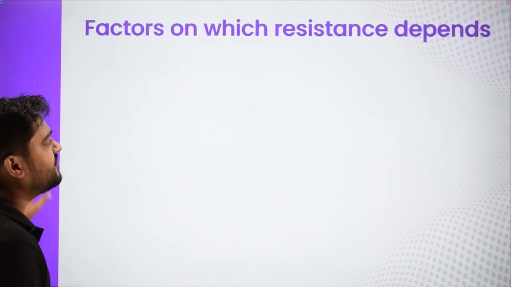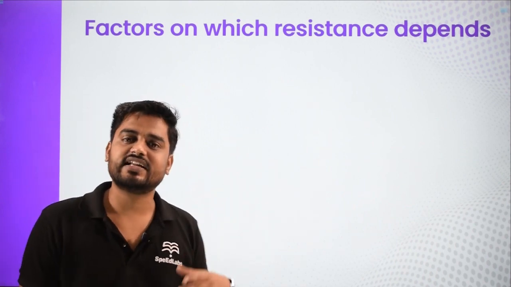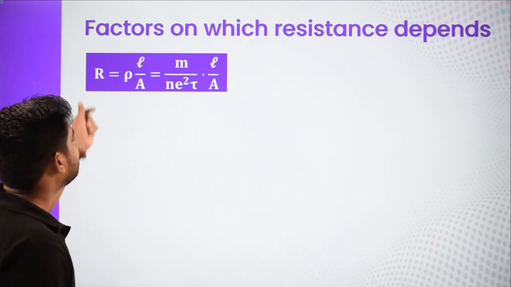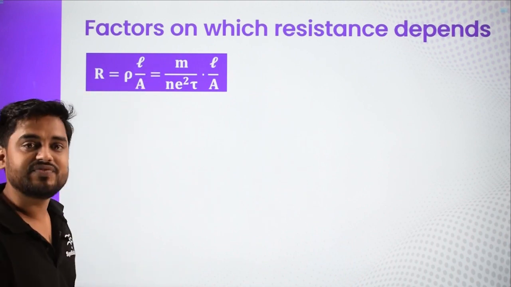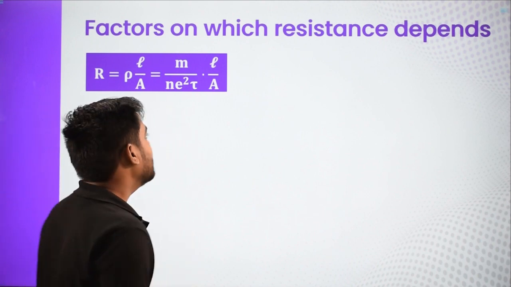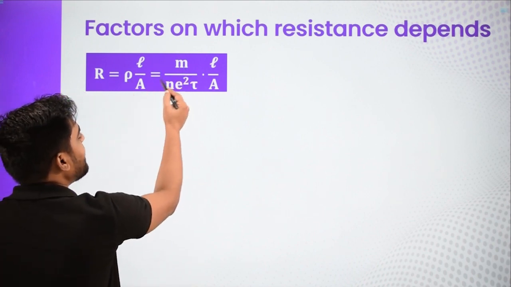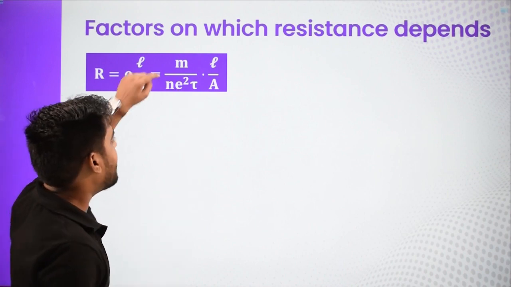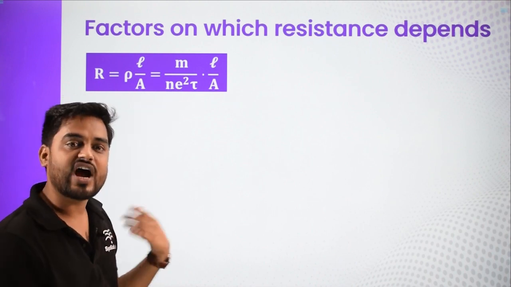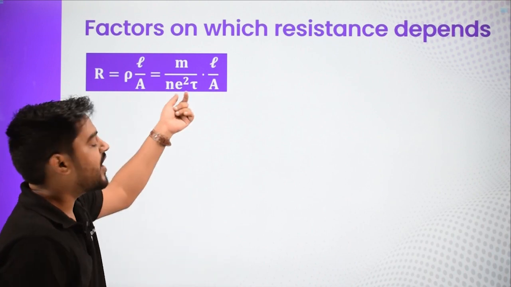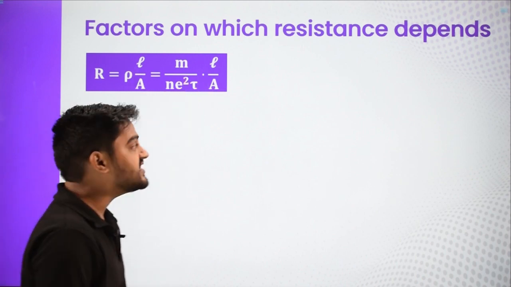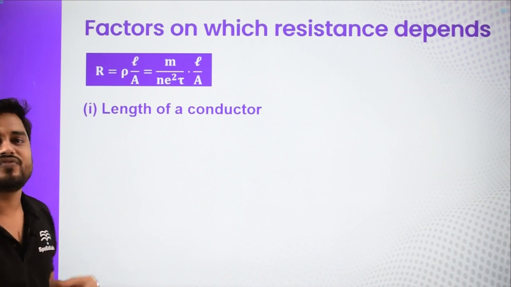If we talk about the factors on which resistance depends in detail, then we have already got this formula that resistance is rho L by A. Rho is the resistivity, L is the length of the piece of the conductor, A is the area of cross section, and we also know that rho is nothing but m by n e squared tau. What is m? M is the mass of electron, n is the number density of electron, e squared is the charge on each electron squared, and tau is the relaxation time, and into L by A. So the first factor is the length of the conductor.